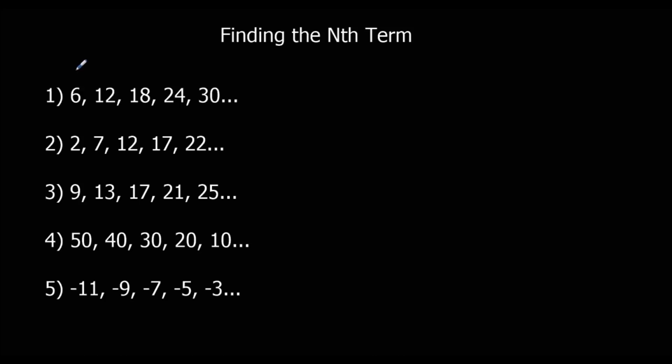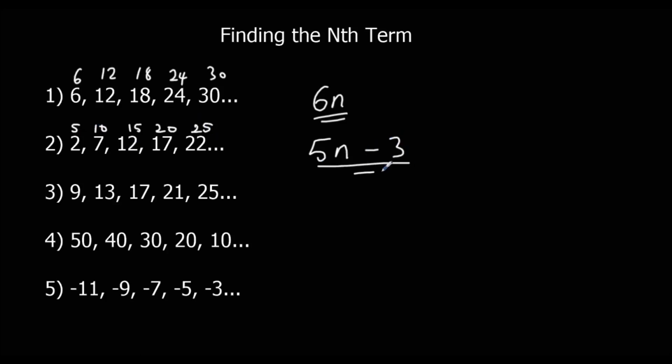Okay, so the first one is going up in 6s, so it's 6n. It actually is the 6 times table, so we don't have to do anything to 6n. The answer is just 6n by itself. Second one, we're going up in 5s, so it's the 5 times table, 5n. 5, 10, 15, 20, 25. What have we got to do to the 5 times table to get our sequence? Take off 3. 3 less every time. So take off 3.